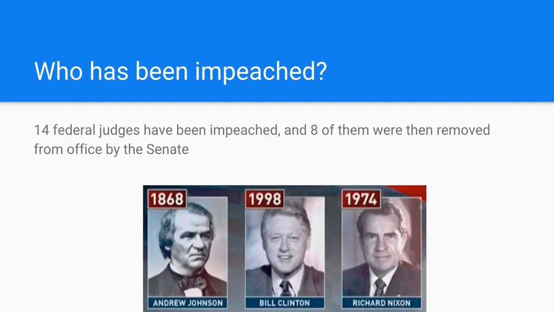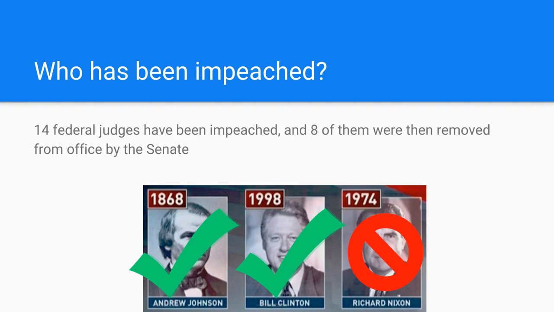Okay? Impeachment has happened before for presidents. Andrew Johnson was impeached in 1868, but not removed from office by the Senate. The Senate came one vote short of removing him from office, so it was very, very close. Bill Clinton was impeached, but not removed from office. They did not have the votes in the Senate to remove him from office, even though he was impeached by the House.